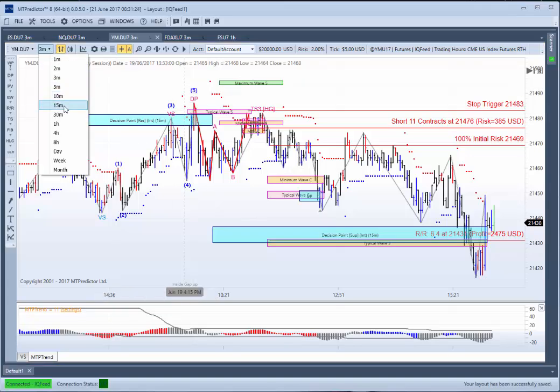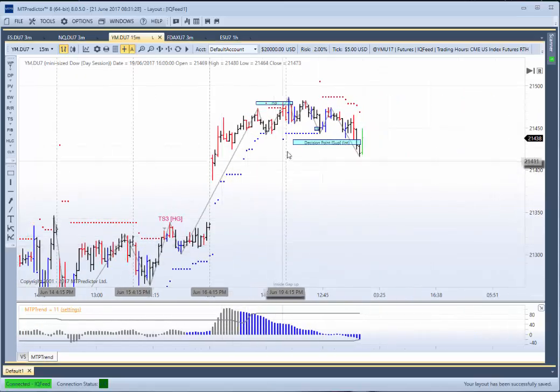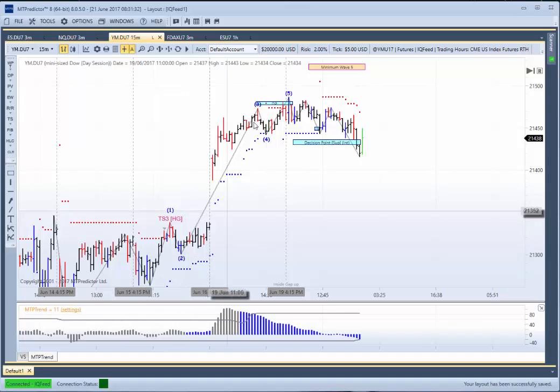And also, if we look on the 15-minute chart, there's also a 5-wave sequence going up into here as well. 1, 2, 3, 4, 5, and that major support zone on the 15-minute chart was also the DP from the prior wave 4. So that also is a logical 15-minute support zone.